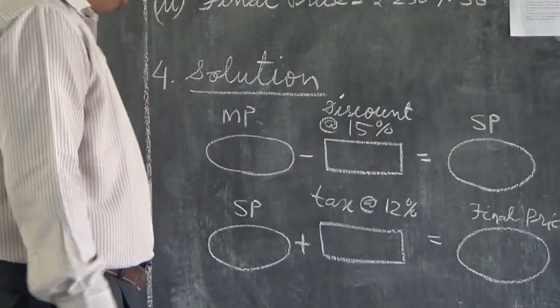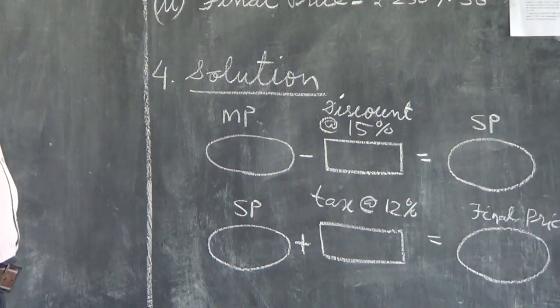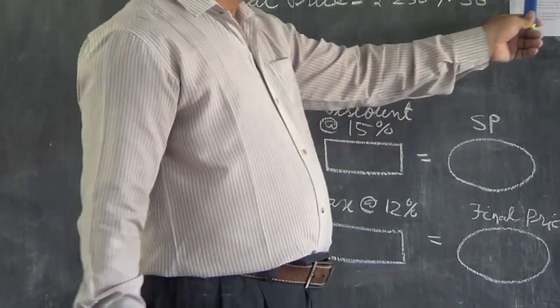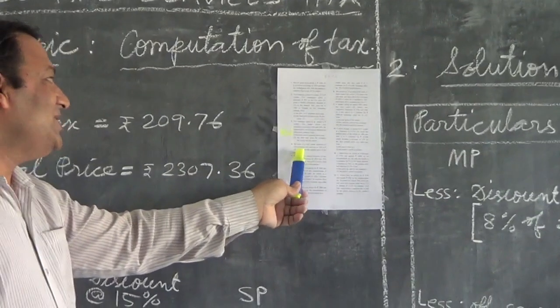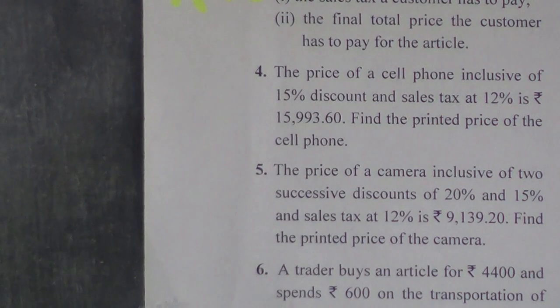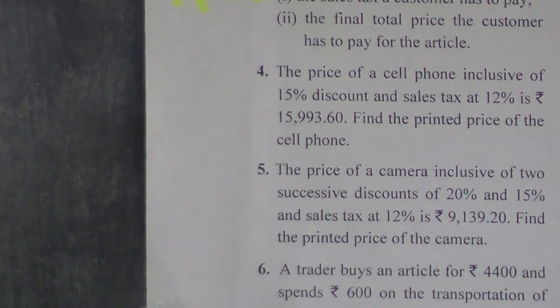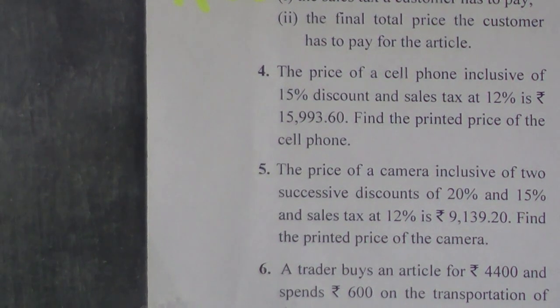So this is a reverse problem. We have to go backward. See here, the price inclusive of discount and tax, everything, that is 15,993.60. Here it is given 15,993.60.